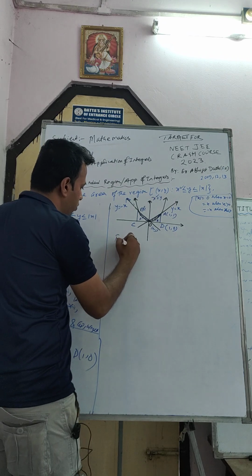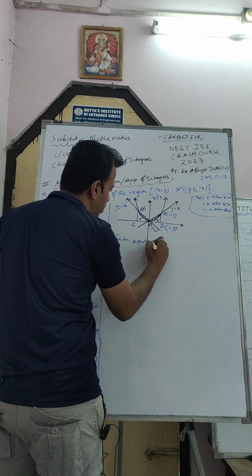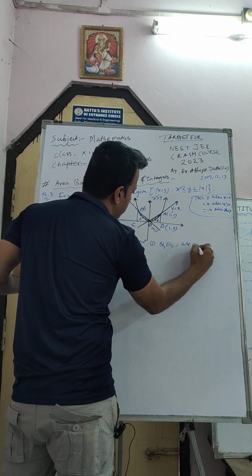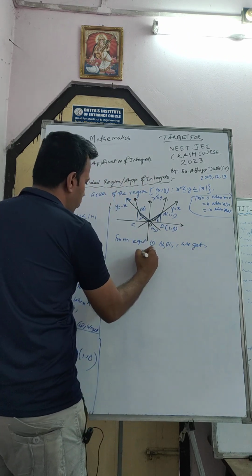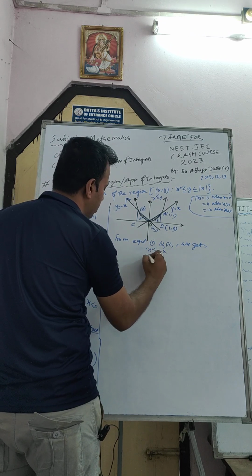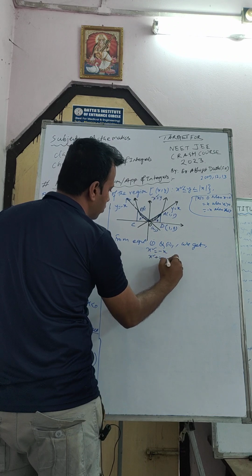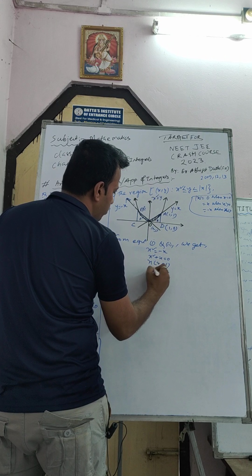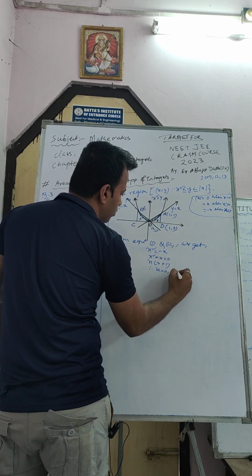Now from equations 1 and 3, what do we get? x² = -x. So x² + x = 0. If I take x common, we get x(x + 1) = 0. Therefore x = 0 and x = -1.